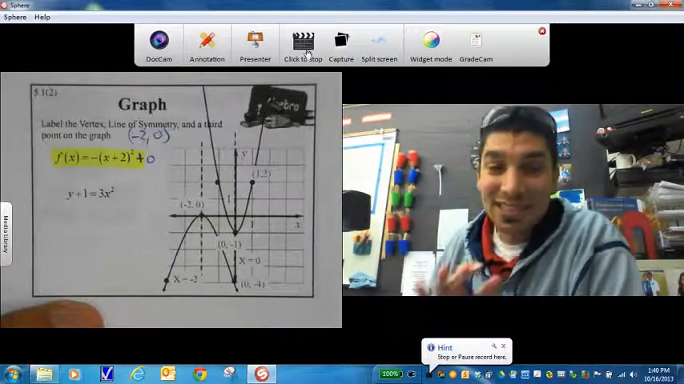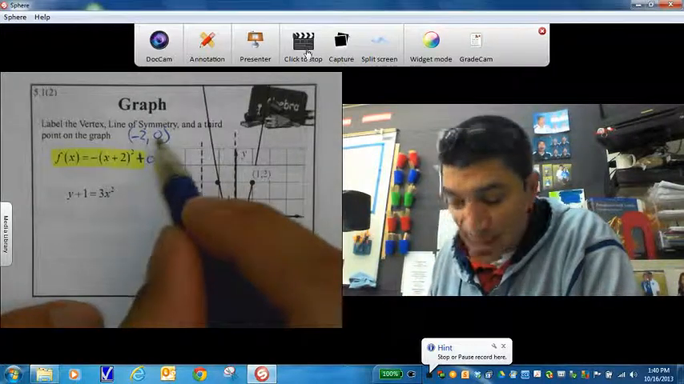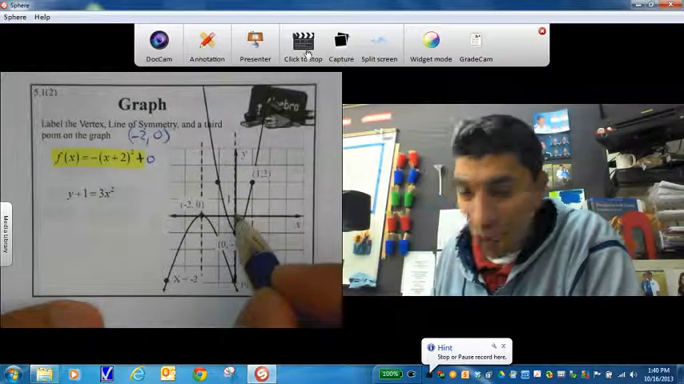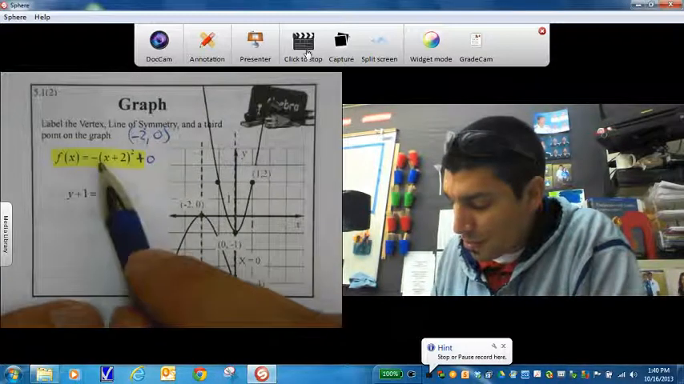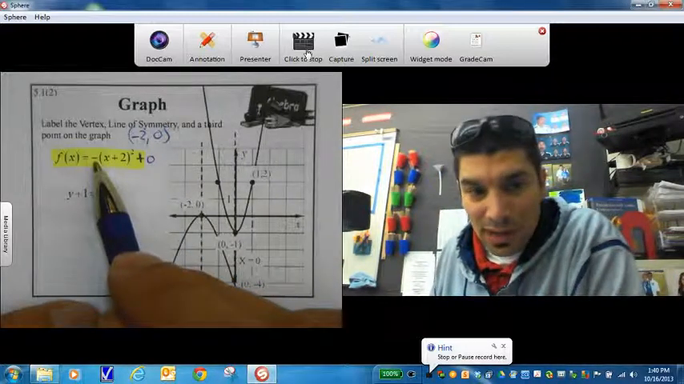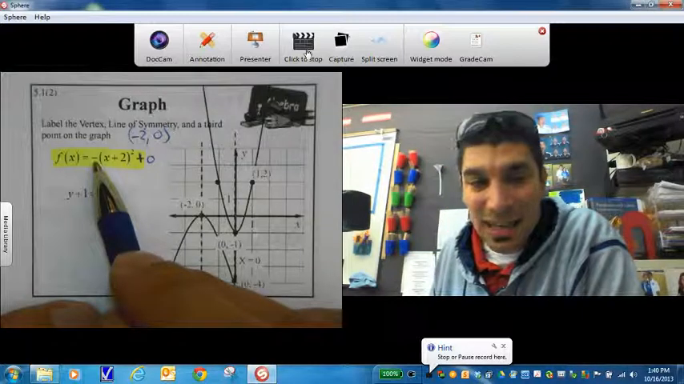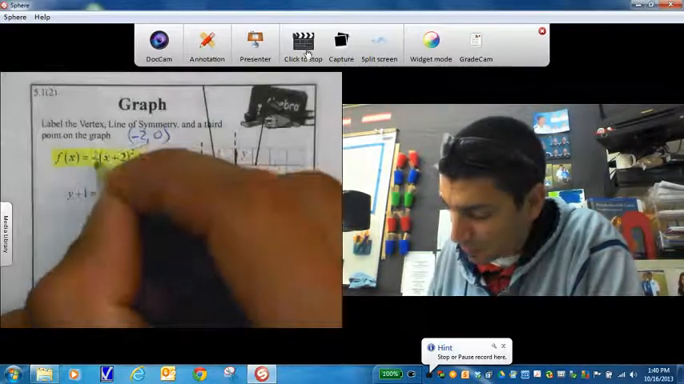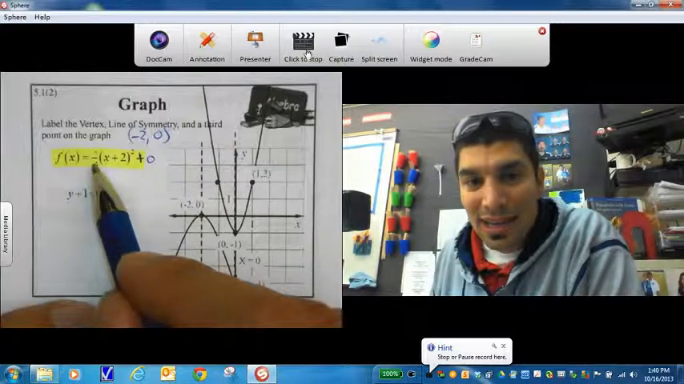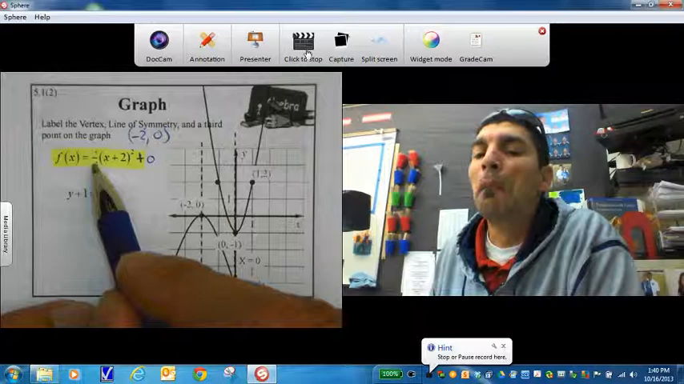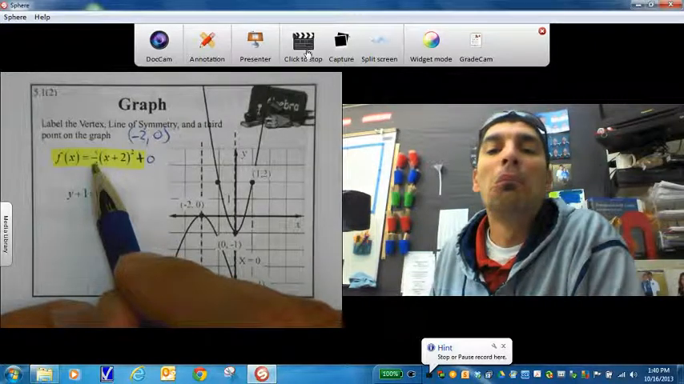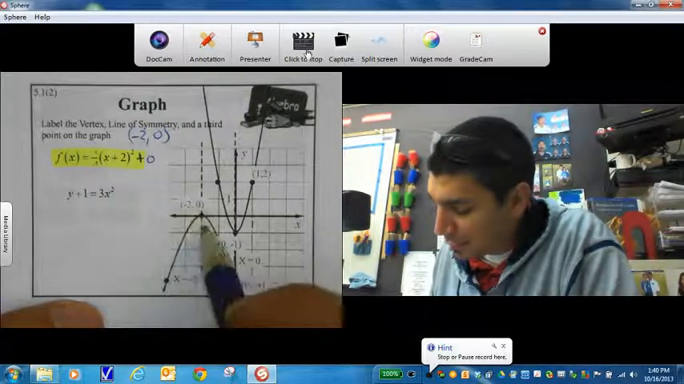I cracked myself up. So here's my vertex, negative 2, 0. That means I go left first, negative 2, 0. The symbol in front of this x squared is a negative. Technically, it's a negative 1. It means it's opening negatively. There we go. It means it's opening downwards.